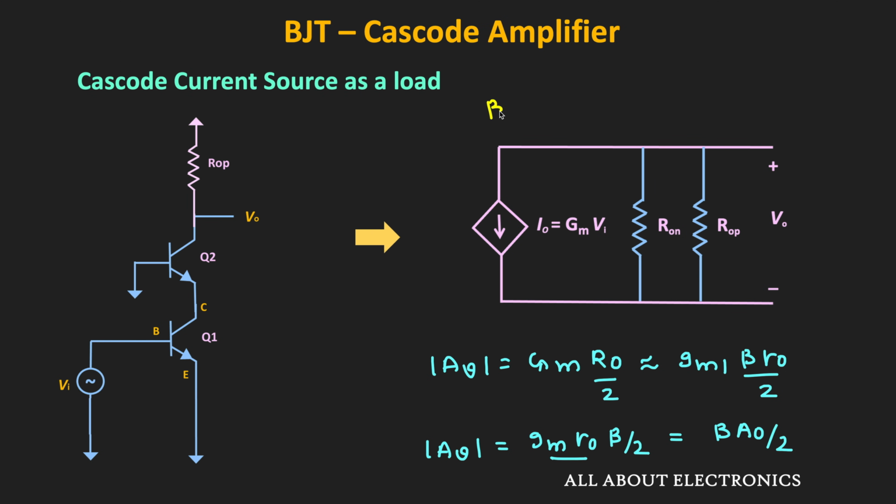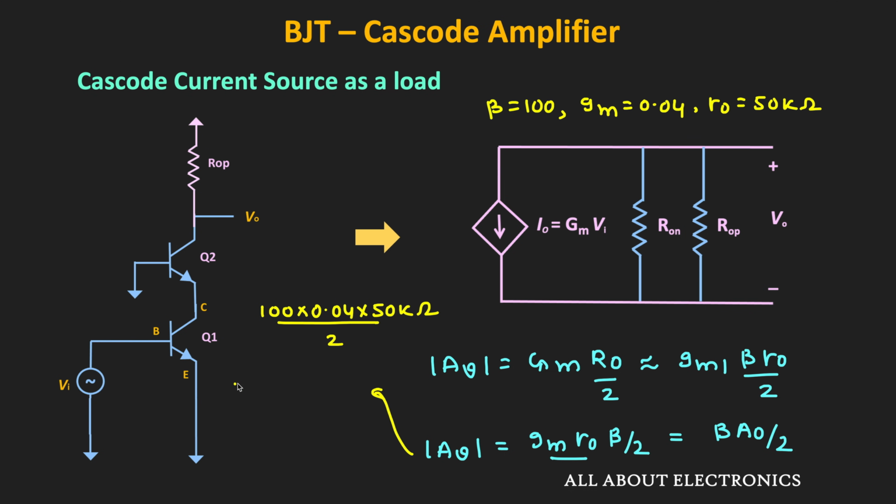So for example, if the beta is equal to 100, this gm is equal to 0.04 and this R0 is equal to 50 kilo ohm, then this voltage gain will become 100 times 0.04 times 50 kilo ohm divided by 2, and that is equal to 10 to the power 5. So still it is higher than the intrinsic gain of the common emitter amplifier. So in this way, using the BJT Cascode Amplifier along with the cascode current source, it is possible to achieve the higher voltage gain.